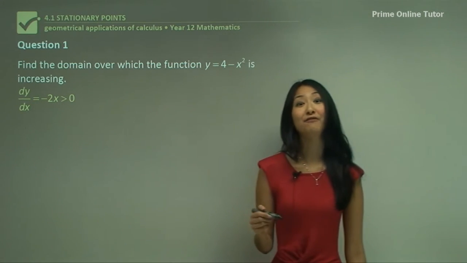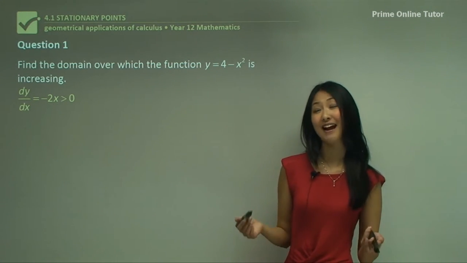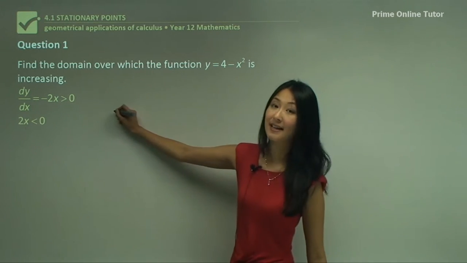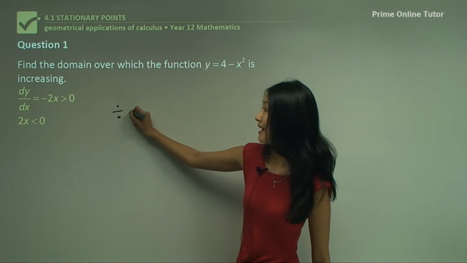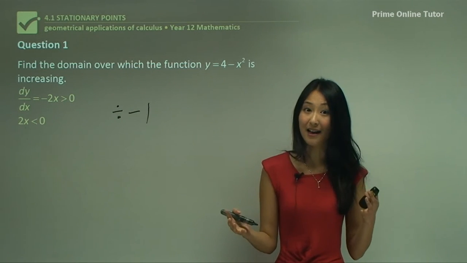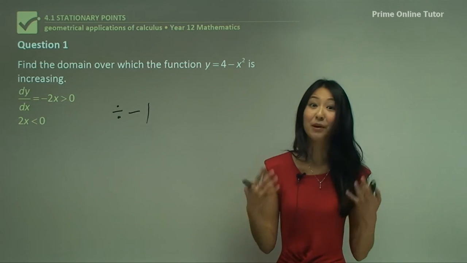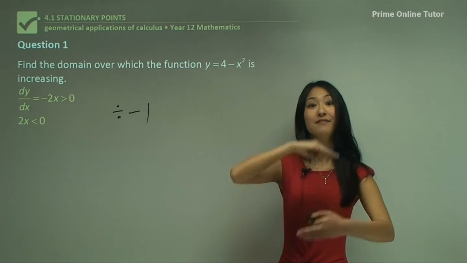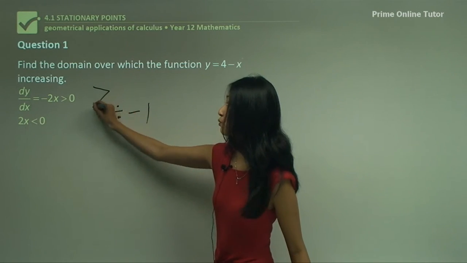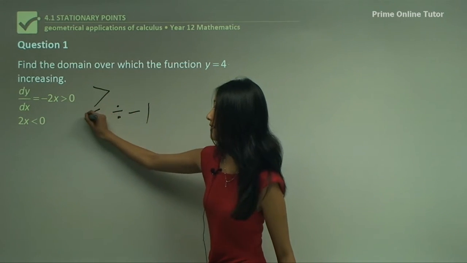So we know we want to find when the first derivative is greater than 0. And now we're dividing both sides by -1. And remember, when we divide or multiply either side by a negative number, what happens? Exactly, we have to flip the signs. And that's why we've gone from greater than here to less than.